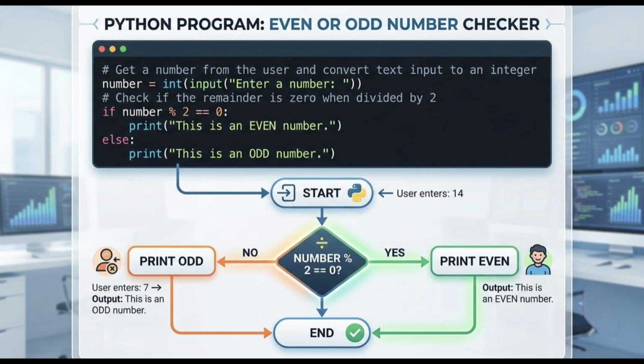And finally, line 5. Just like before, it's indented to show it belongs to the else section. If the number failed the even check, the computer runs this line and prints out, "This is an ODD number." And that's it. Because of how if else works, the computer will only ever print one of these two messages, never both. You've just built a smart little program that can analyze data and make a decision.